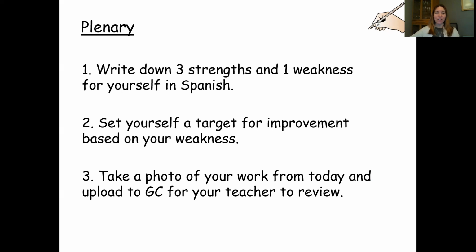And finally, take a photo of your work from today and upload it to the Google Classroom assignment for your teacher to have a look at. I'm sure they'll be really, really interested and look forward to seeing all of your posters.